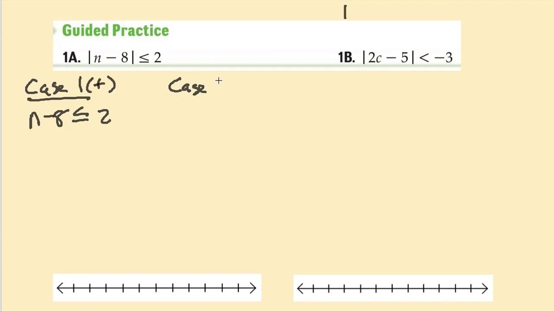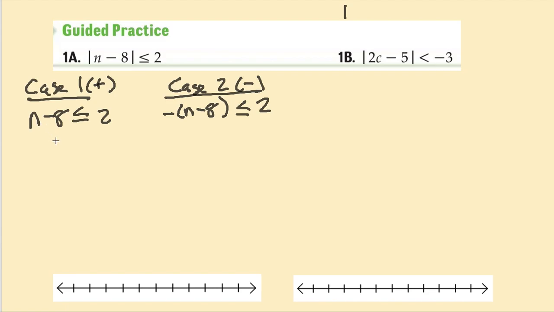Case 2, our negative case, is where we ask what happens if this is negative inside of here. We have to find a way to write that showing it's negative. That's why you put it in parentheses, to show that the result of n minus 8 is negative in the negative case, and then the absolute value signs would act on it and make it positive.